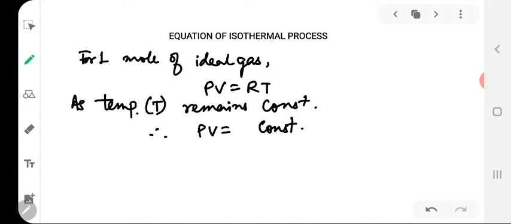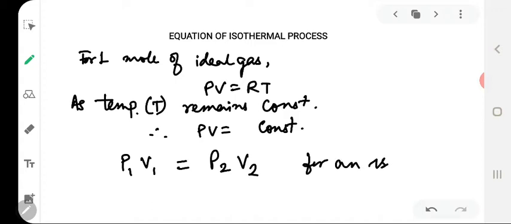So, if P1 and V1 are the initial pressure and volume, and P2 and V2 are the final pressure and final volume, then we can write P1 V1 equal to P2 V2 for an isothermal change.